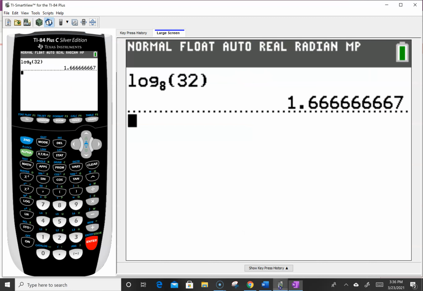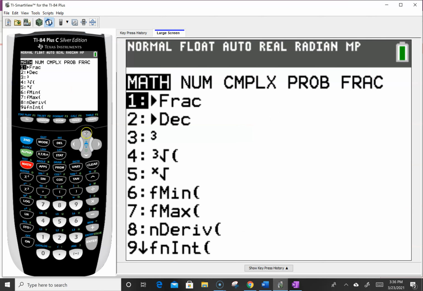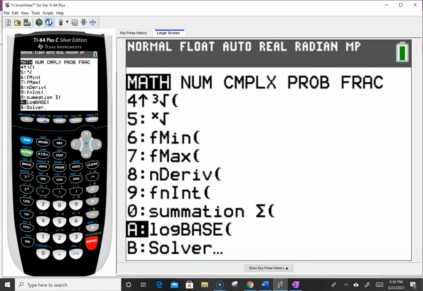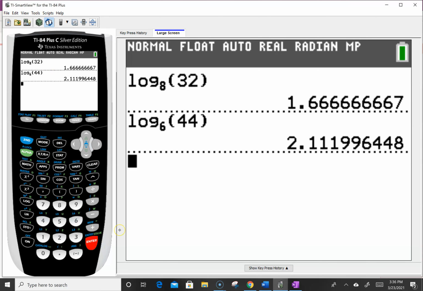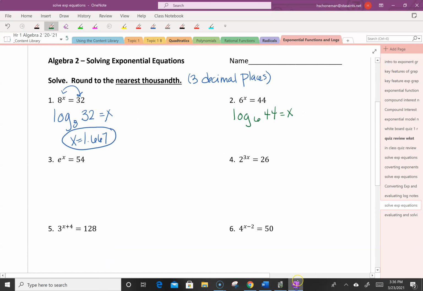So in our calculator, we're going to put that in. So we're going to go to math, scroll up to option A. So we have log, base 6, 44. And we're going to get 2 point, round to 3 decimal places. This 9 would round this up to a 2, so 2.112.